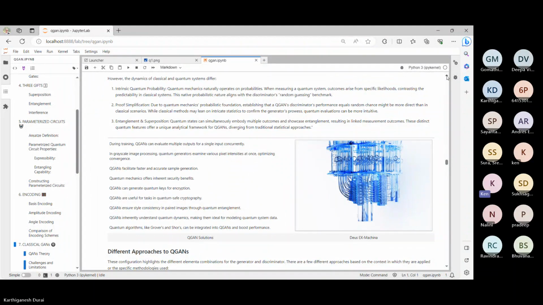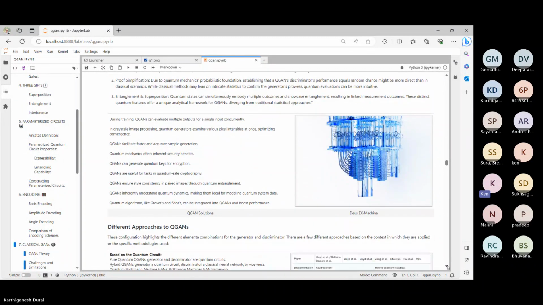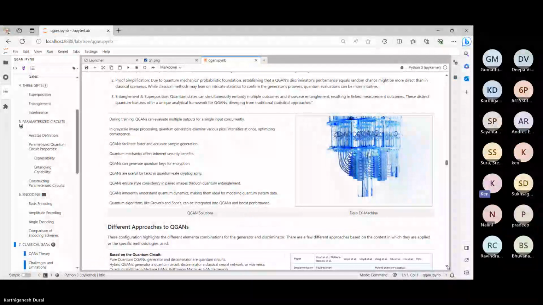As we mentioned earlier when the lecture first started, some ML models are better on quantum computers. For example, GANs are one of those, and I've left how they're better here for you to touch on with the examples. GANs facilitate faster and accurate sample generation. GANs can generate quantum keys for encryption. GANs are useful for tasks in quantum safe cryptography. These are just a few examples that you could always read through.